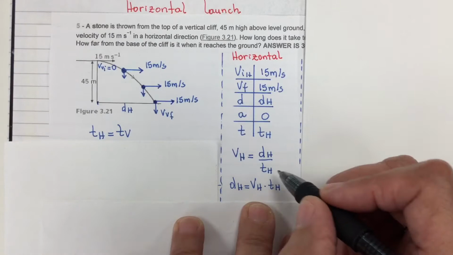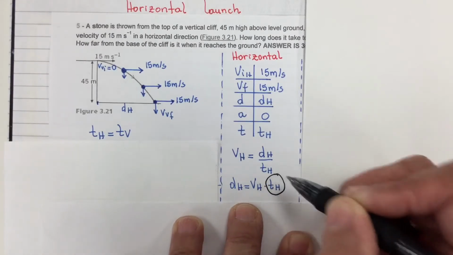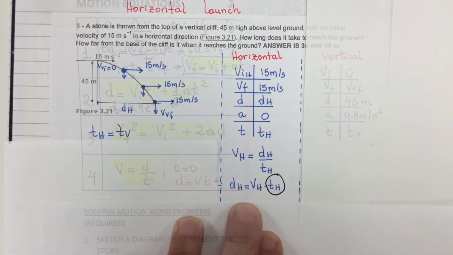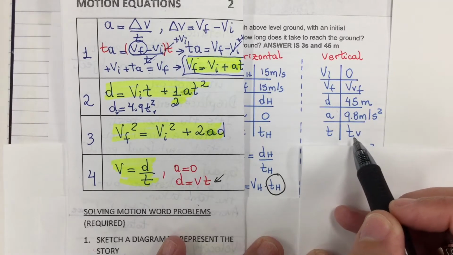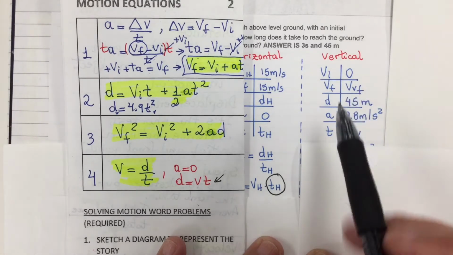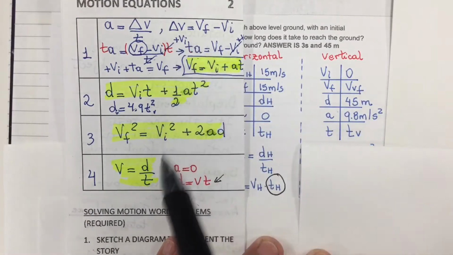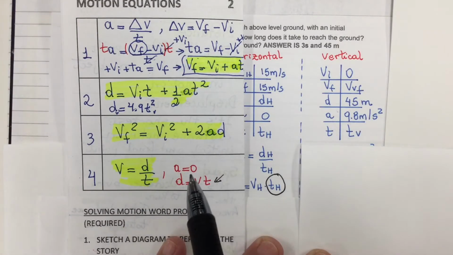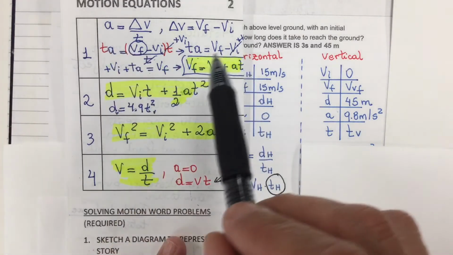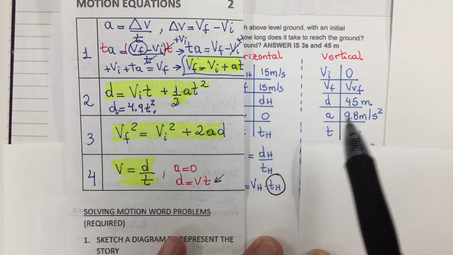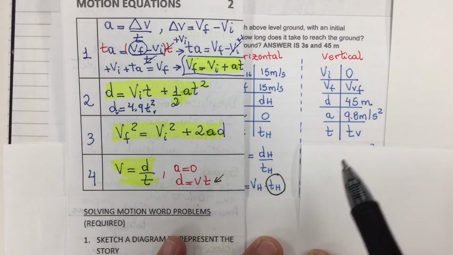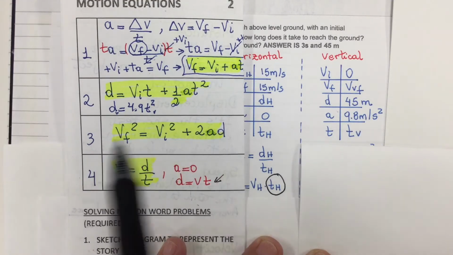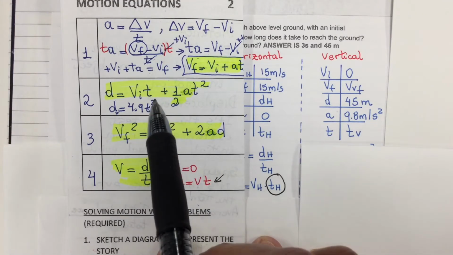I do not have this value. So we need to calculate this using the vertical table. So I'm looking for the horizontal time, but I know the horizontal time and the vertical time are the same. So which equation am I going to pick here? So definitely not 4, and definitely not 1, because equation 1 does not have distance. So I'm between 2 and 3. If I'm looking for time, I cannot use equation 3 because I don't have time here. So my best option is this one.